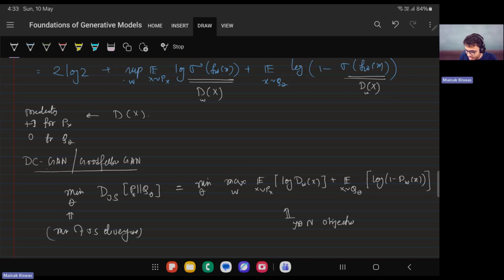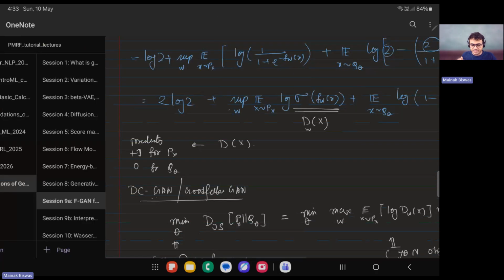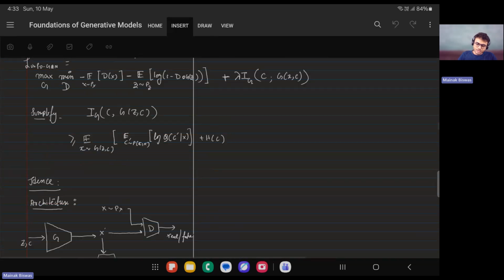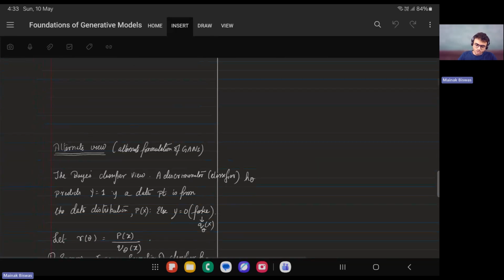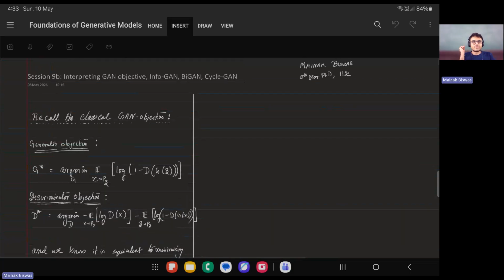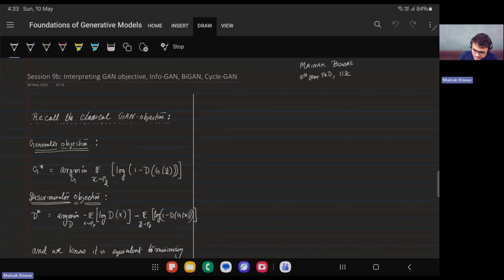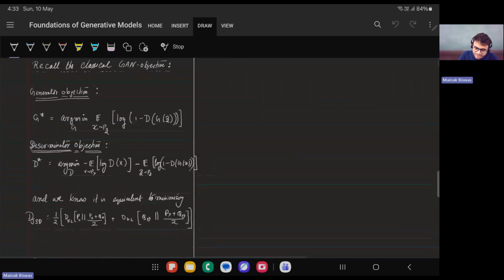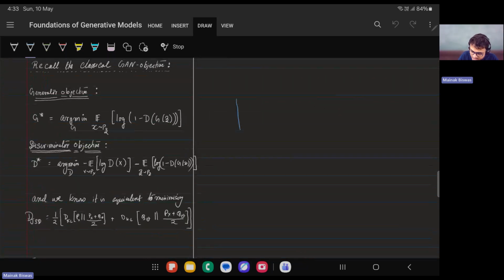So with that, we have understood what f-GANs are, and for the rest of the hour, what we'll do now is try to understand variants of GAN and its implementations and interpretations. This will be very quick, and then we'll learn a few concepts here and there. So recall the objective of the classical GAN. Since I have already derived this, I'll just draw the diagram over here once again.